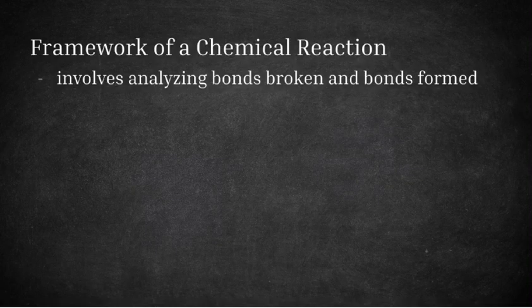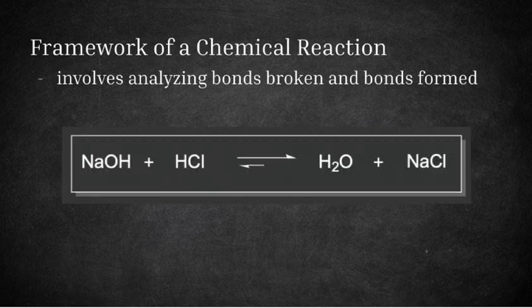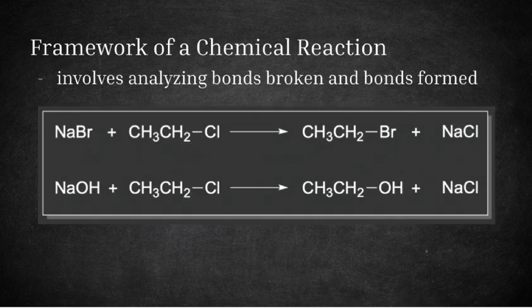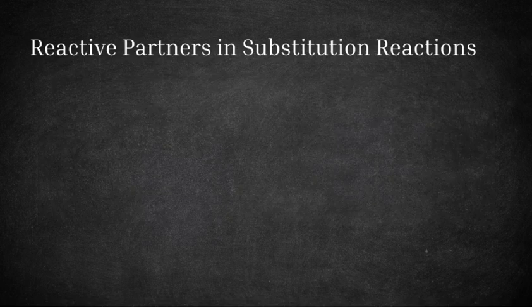In a previous video, we explored how the framework of a chemical reaction involves analyzing which bonds are broken and which are formed. We've already seen this concept in action with acid-base reactions, such as Brønsted-Lowry acid-base reactions. Substitution reactions follow a similar pattern, but in these reactions, one bond at a carbon atom breaks while a new bond forms. For example, in the reactions shown below, a carbon-halogen bond is broken and replaced with either a new carbon-halogen or carbon-oxygen bond. In substitution reactions, the two reactive partners are the electron-rich nucleophile and the electron-poor electrophile.